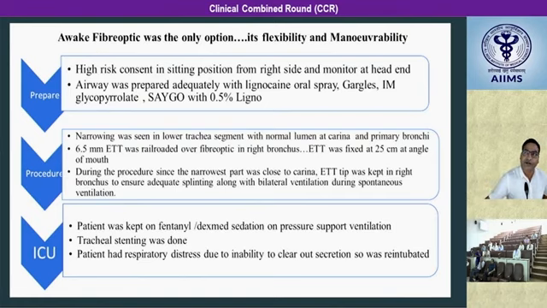His breathing was deteriorating. We started from the right side, with monitors at the head end. The airway was prepared adequately with local anesthesia, gargles, and IM glycopyrrolate. We went ahead, and narrowing was seen in the lower tracheal segment just above the carina. We had to bypass that, and we went below into the right primary bronchus. We had to intubate up to 26 centimeters. As the patient was spontaneously breathing, we always kept him spontaneously breathing. Bilateral air entry was equal, and thereafter the tracheal stenting was done, and then the patient was taken up for surgery.